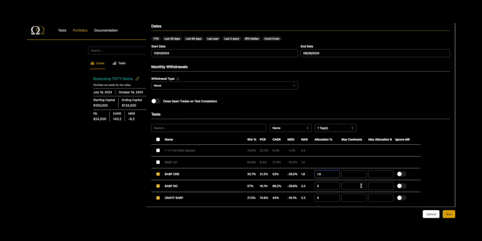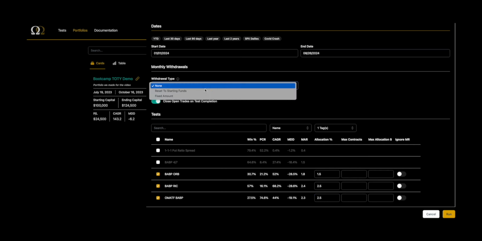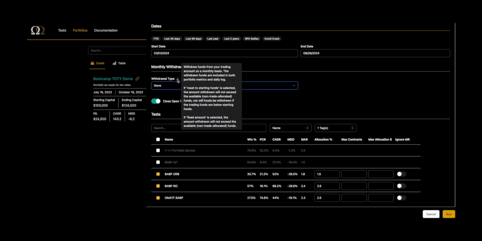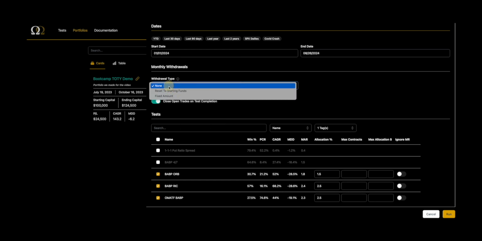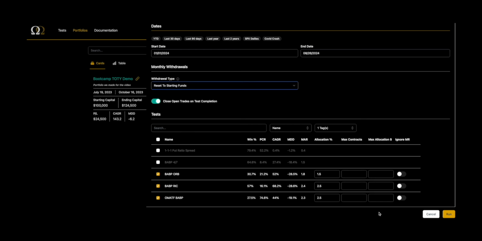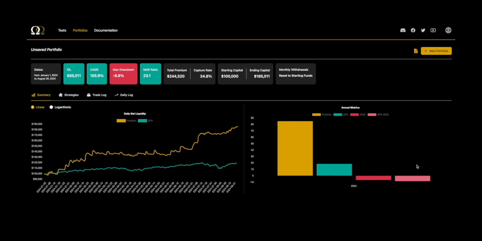So we're going to take these allocations down by half. And here's what we're going to do. We're going to run it year to date. We'll close open trades, and we're going to do something else. The portfolio has the ability to reset your starting funds every month. So this is for people who trade options for income. The feedback that we have is they feel comfortable putting on the backtests at size. And if they have a good month, they don't get nervous about continuing to put them on as it scales up during the month, because you're resetting it every month.